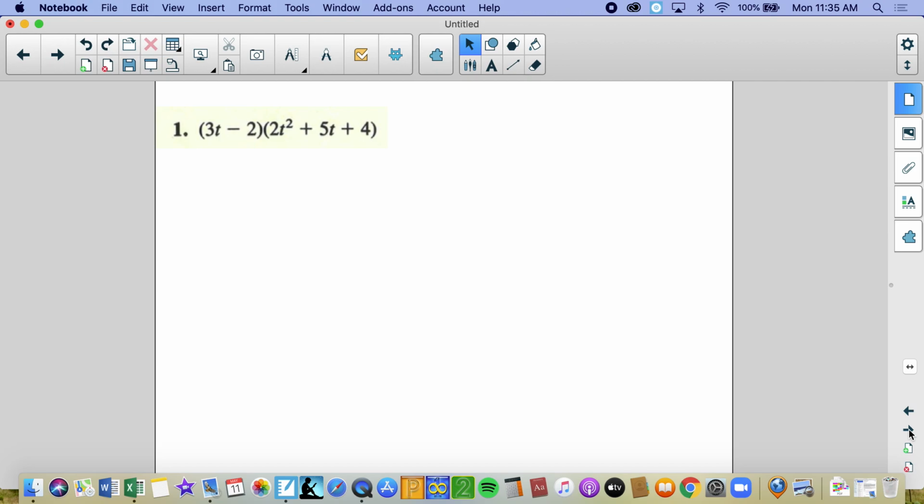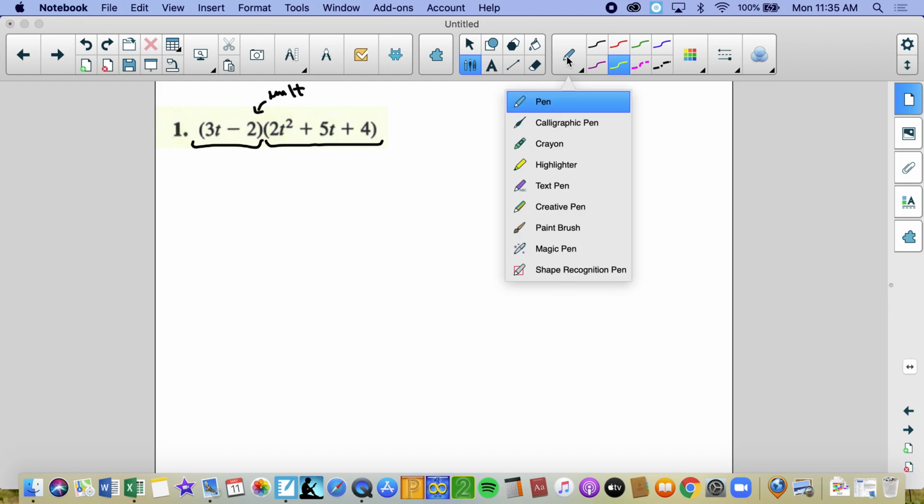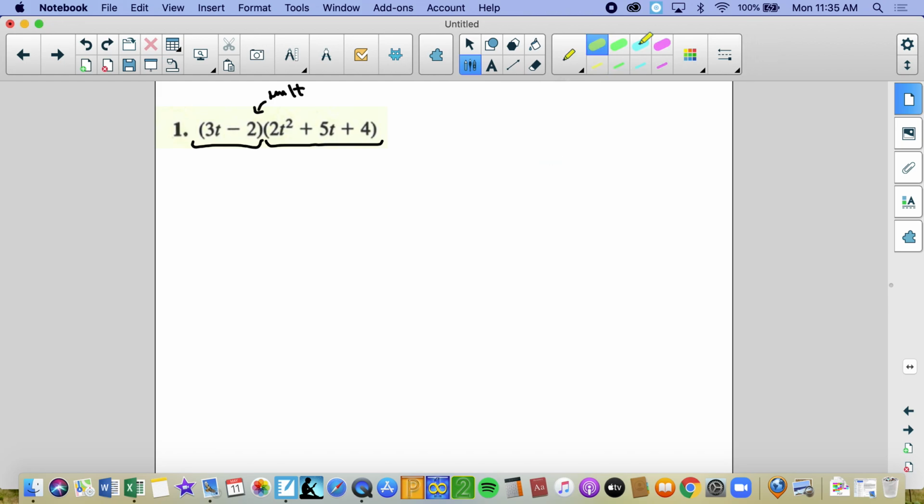Let's start with number 1. We see that we have a binomial multiplied times a trinomial. So what we're going to do is a double distribution. We're going to distribute this first term into each of the three terms inside of the other trinomial.